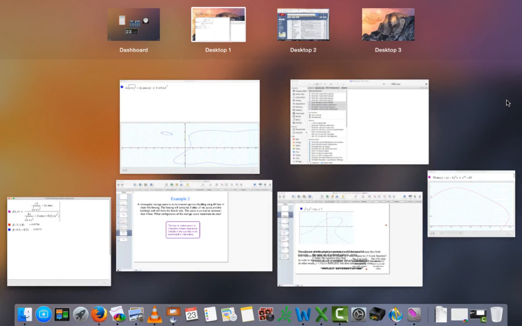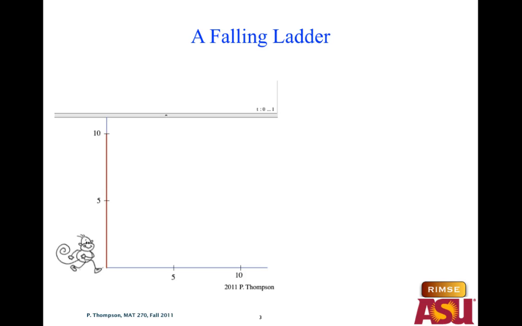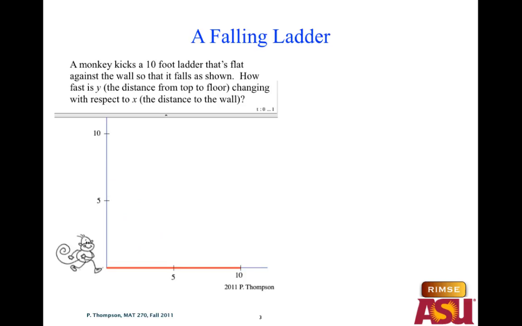You've read about this tricky monkey, right? He's tricky. He kicks that ladder out, and there's a ladder against the wall, and he kicks it, and it slides down the wall. So it's 10 foot, it's flat against the wall, and so how fast is y, the distance from the top to the floor, changing with respect to x, the distance to the wall?